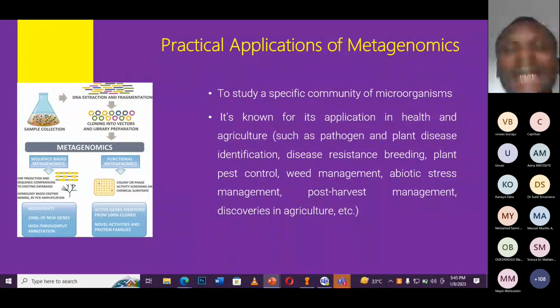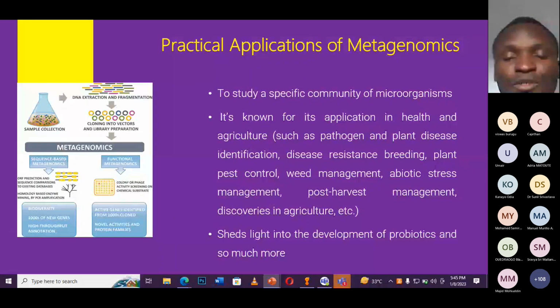It's known for agriculture. It shed light into the development of probiotics and so much more.